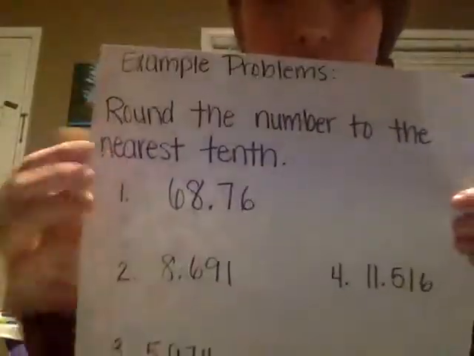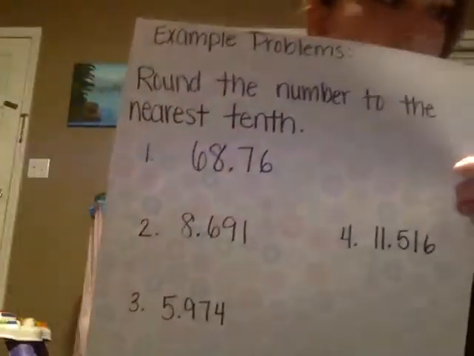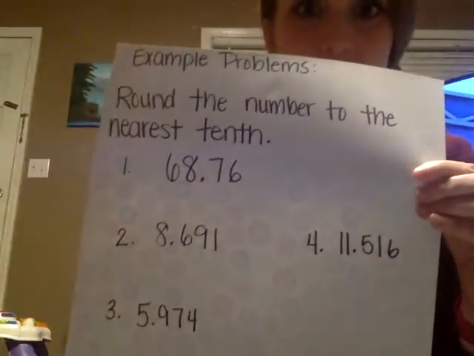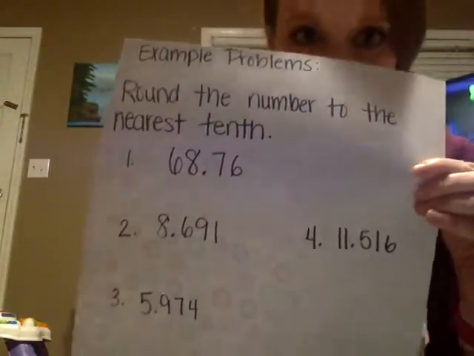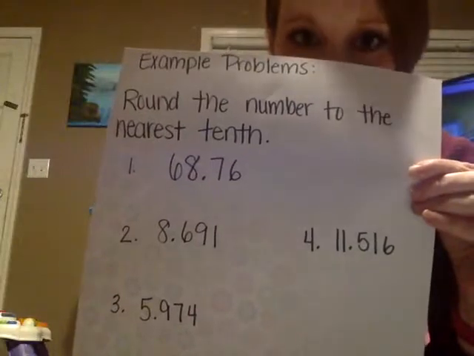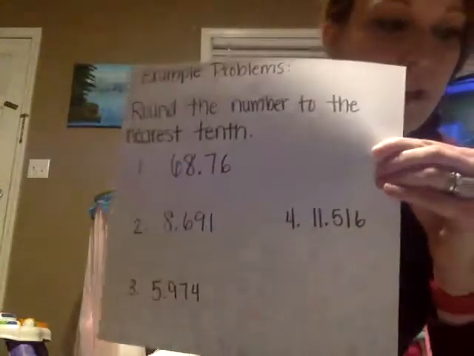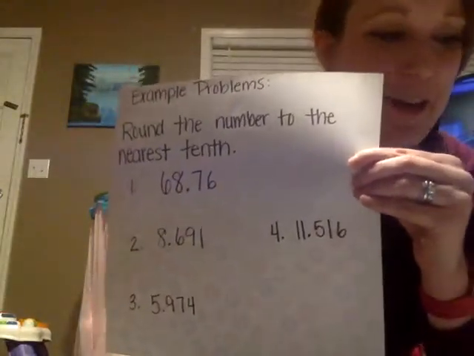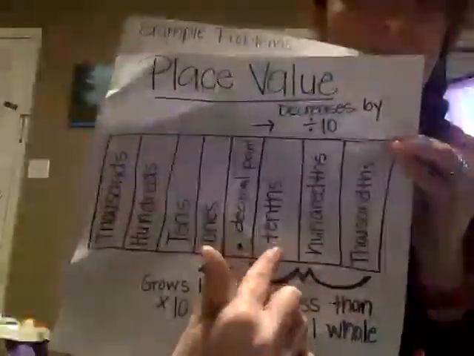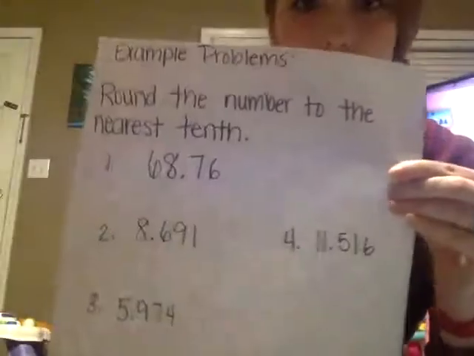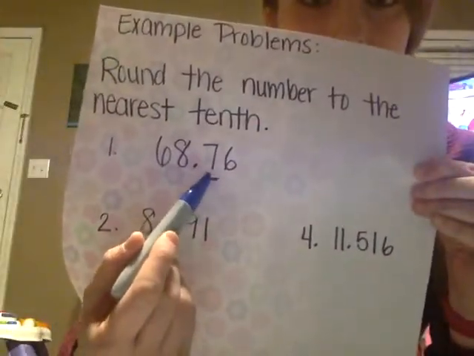All right, so my instructions on this one, it says to round to the nearest tenth. The best idea I can tell you on this one is to underline your tenth place. I'm going to go back to my place value chart. Your tenth is the first number behind the decimal. So I'm going to find my first number behind my decimal, which is a 7.